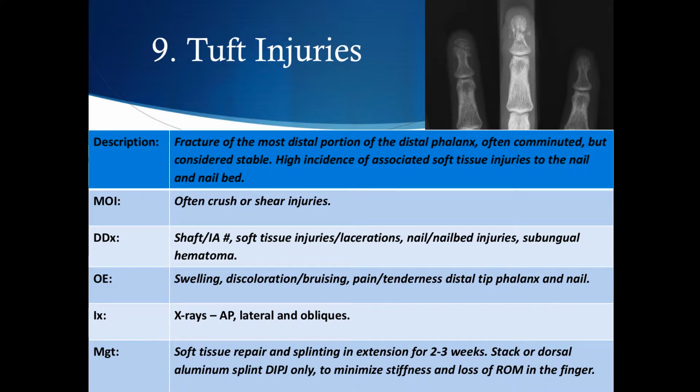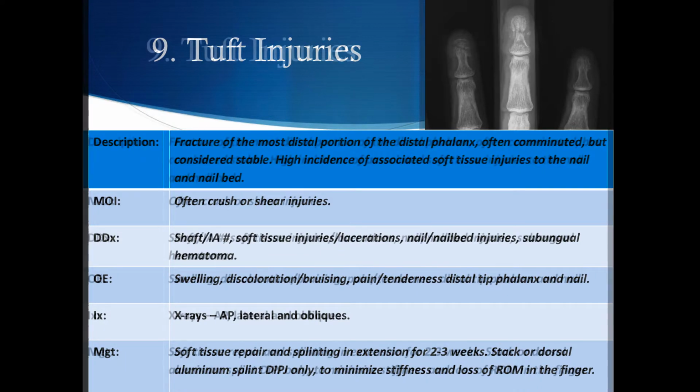On exam, you'll see swelling, discoloration, bruising, pain and tenderness to the distal tip of the phalanx and nail. The usual X-rays of AP, lateral, and oblique are ordered to assess the degree of fracture and its stability. Management usually involves soft tissue repair of the nail bed and splinting in extension for 2 to 3 weeks. Use of Stack or dorsal aluminum splints to immobilize the DIP joint only. This will minimize stiffness and loss of range of motion in the finger.